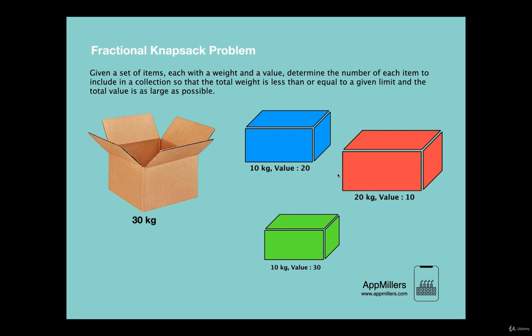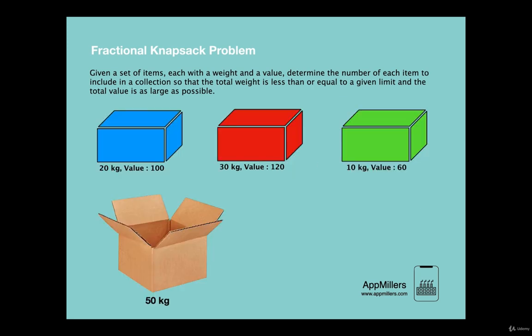Now imagine we have three different types of box over here with valuable accessories. And we are given a knapsack, which is this box over here. This box limit is 50 kg. So we have to fill these valuable accessories from these boxes into this box in which the value of these accessories will be maximum. And here we have an assumption that the items can be broken down into fractions. That's why it's called the fractional knapsack problem.